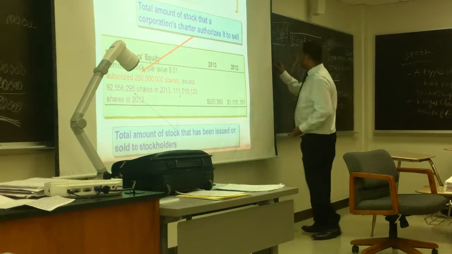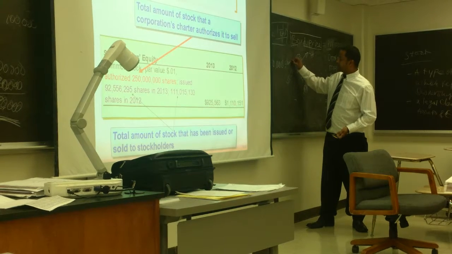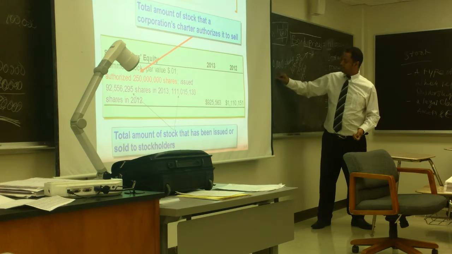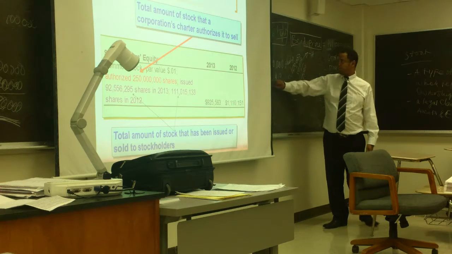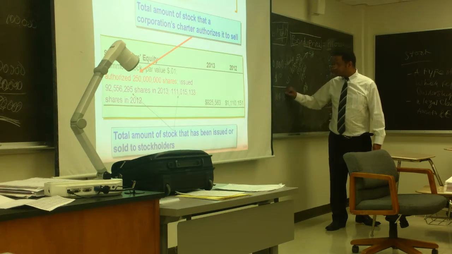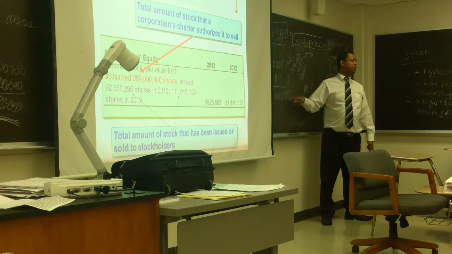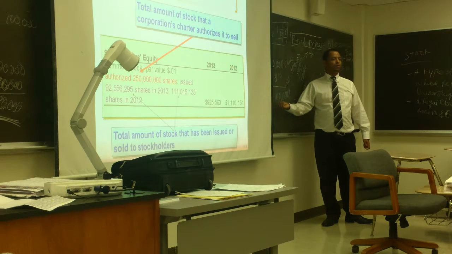Let's say you have 10,000 shares, right? And the par value for those shares is, let's say, 10. This stock has a par value of 10. So how much is the total stock? 10,000 times 10, it will be 100,000. So on the equity section of your balance sheet, you will report 100,000 as the value of that share. And that's common stock. Yeah, it can be preferred stock, it can be common stock.